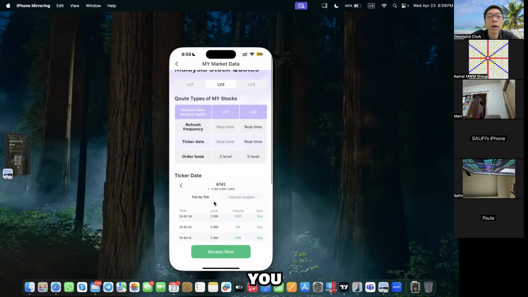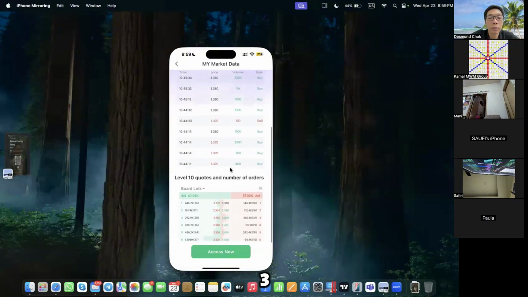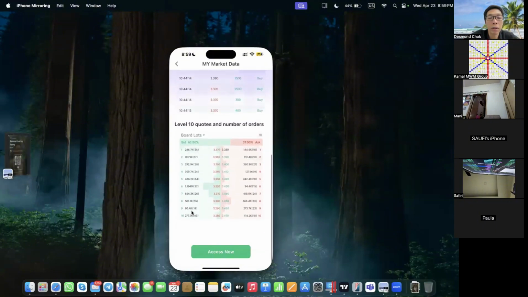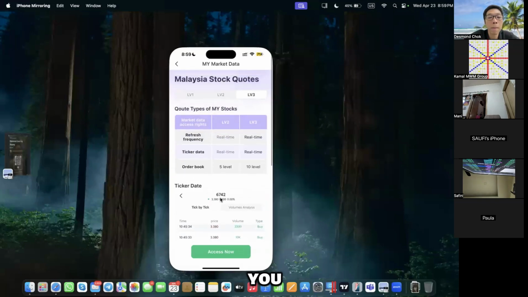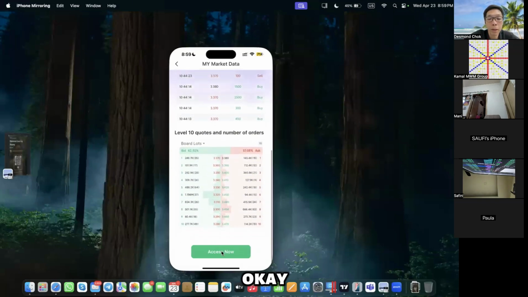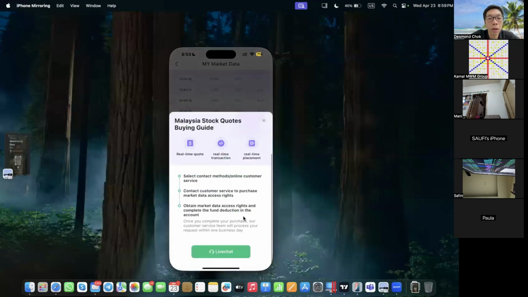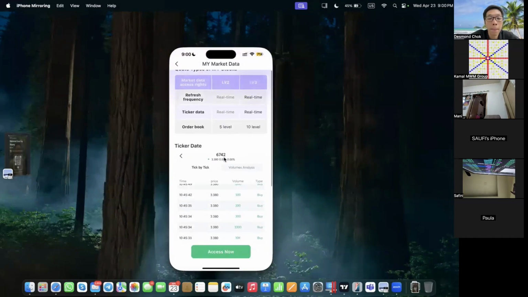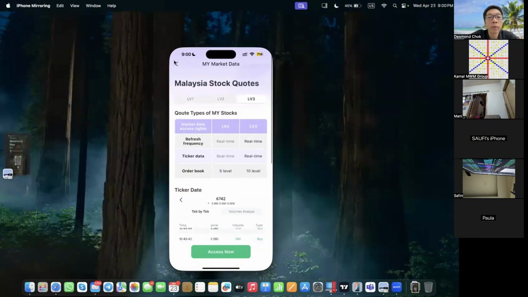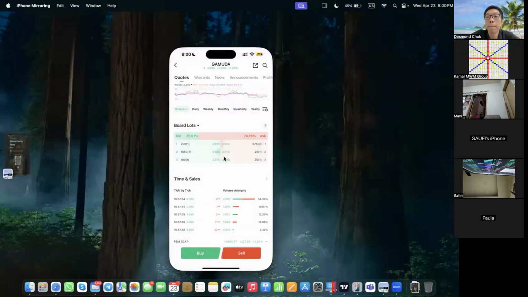It's free for you, but you can have level 3. Level 3, you can have 10 layers. Of course, this one 10 layers you need to pay. This one is not free for you. Okay. How much you need to pay? It doesn't specify, but it's quite cheap one. You can check that side. Okay, this one is the market depth.